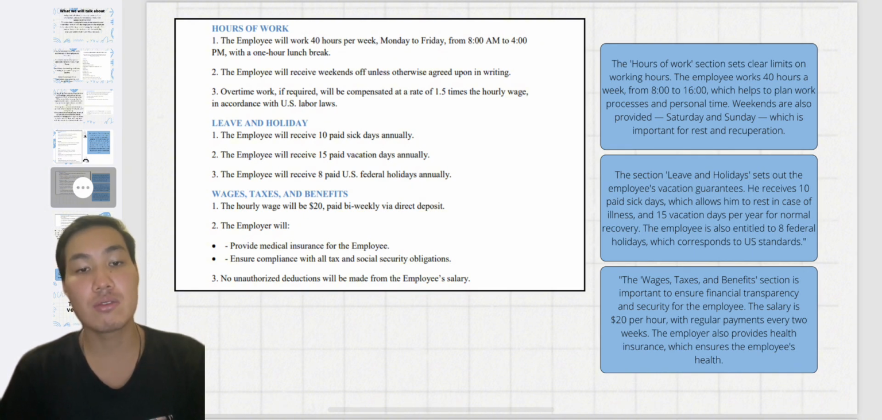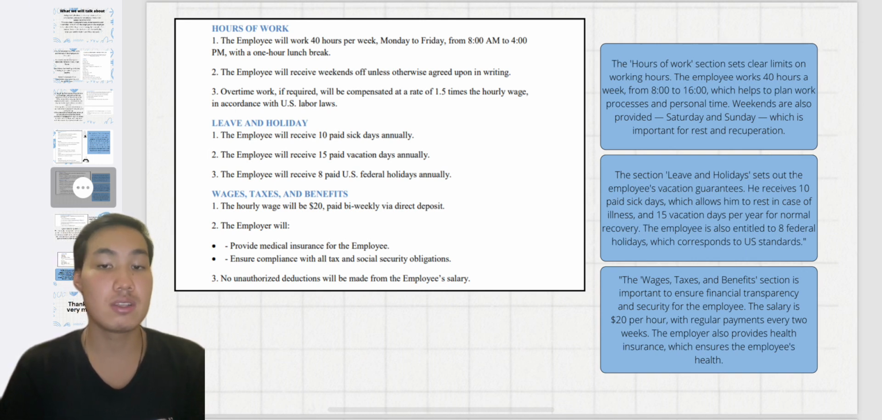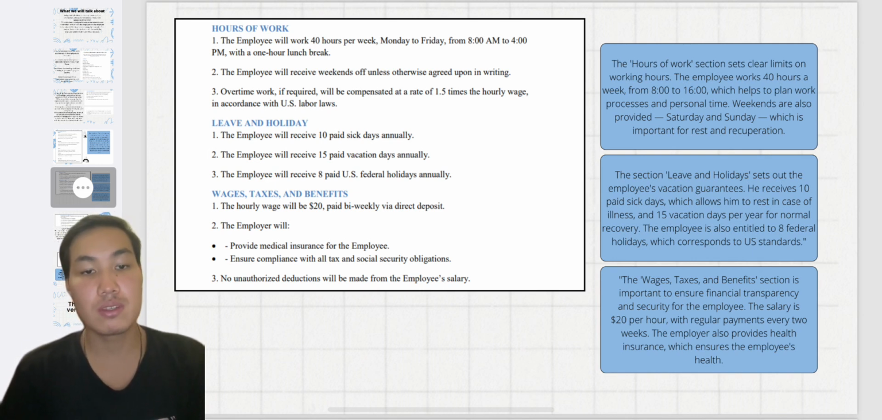The next section is vacation and holidays. This section sets out the employee's vacation guarantees. He receives 10 paid sick days, which allows him to rest in case of illness, and 15 vacation days per year for normal recovery. The employee is also entitled to 8 federal holidays, which corresponds to US standards.